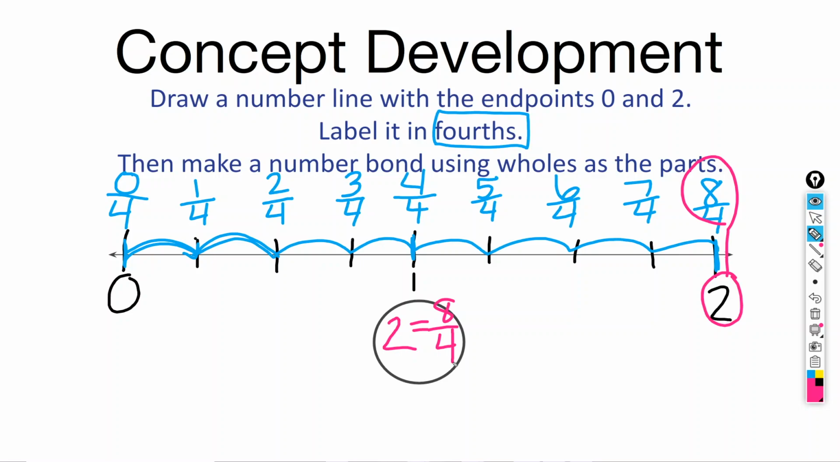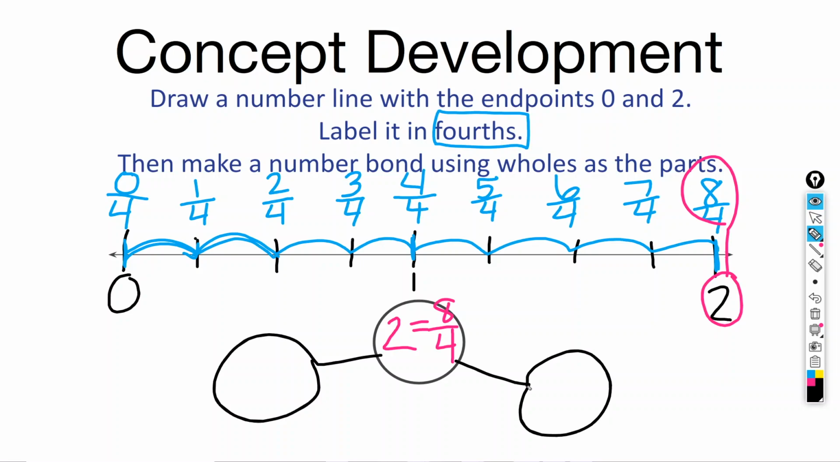Now, because I have 2 wholes, my number bond needs 2 parts. Okay, the first part is going to be 1 whole, and this one is going to be 1 whole. So this one here on the left is going to represent our 0 to 1, which was 1, 2, 3, 4 fourths. And we know this 1 whole was the same as 4/4.